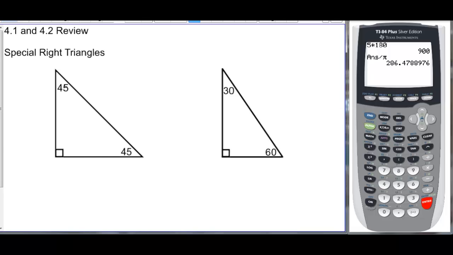All right, 4-1 and 4-2 review. We're going to have a quiz tomorrow, so review today. Special right triangles, let's start with that.